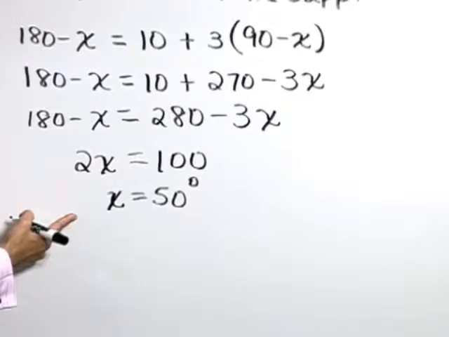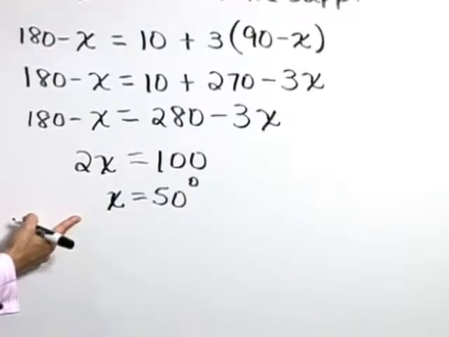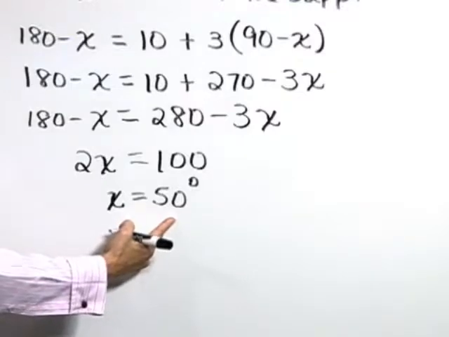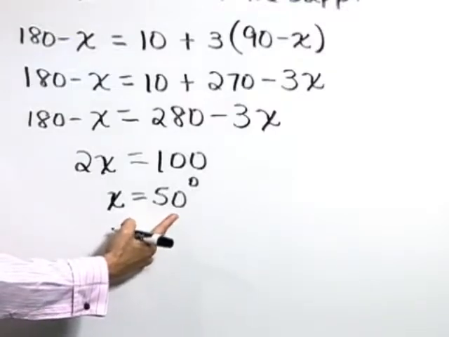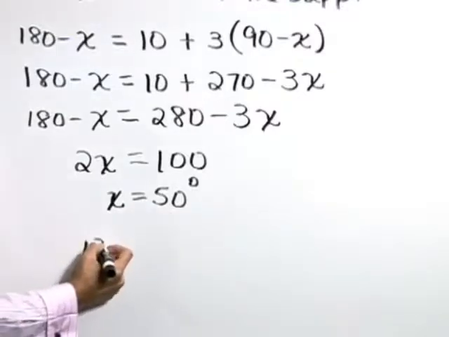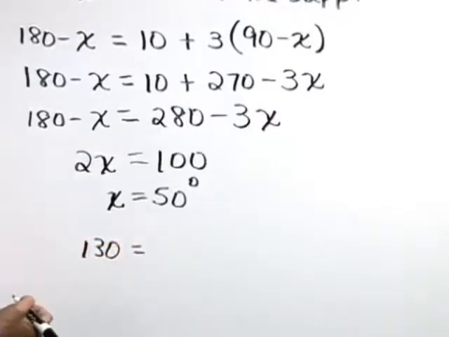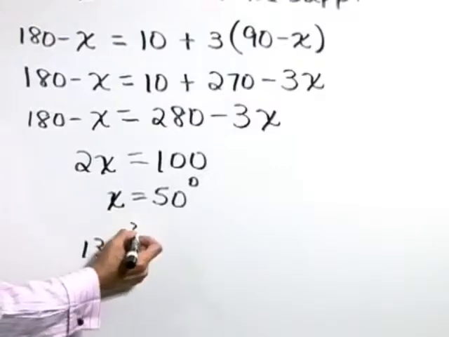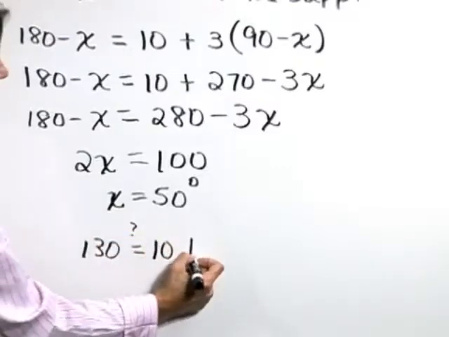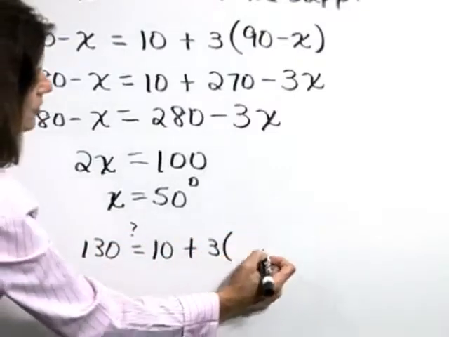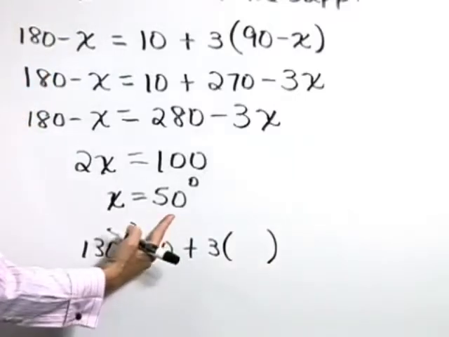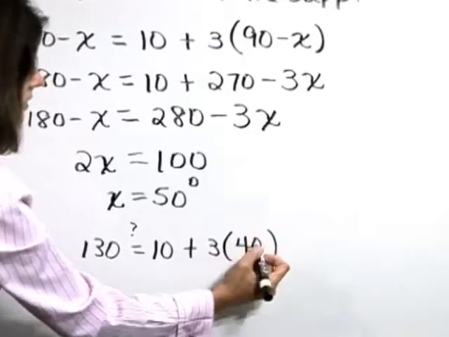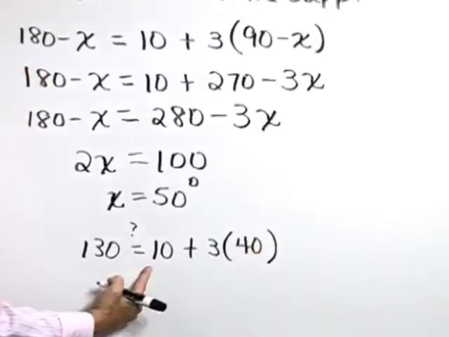Now we've solved the problem, but let's quickly check. If an angle's measure is 50 degrees, then its supplement is 180 minus 50, or 130 degrees. And is that supplement indeed equal to 10 degrees more than 3 times its complement? If an angle is 50 degrees, its complement is going to be 40 degrees. Is this a true statement?